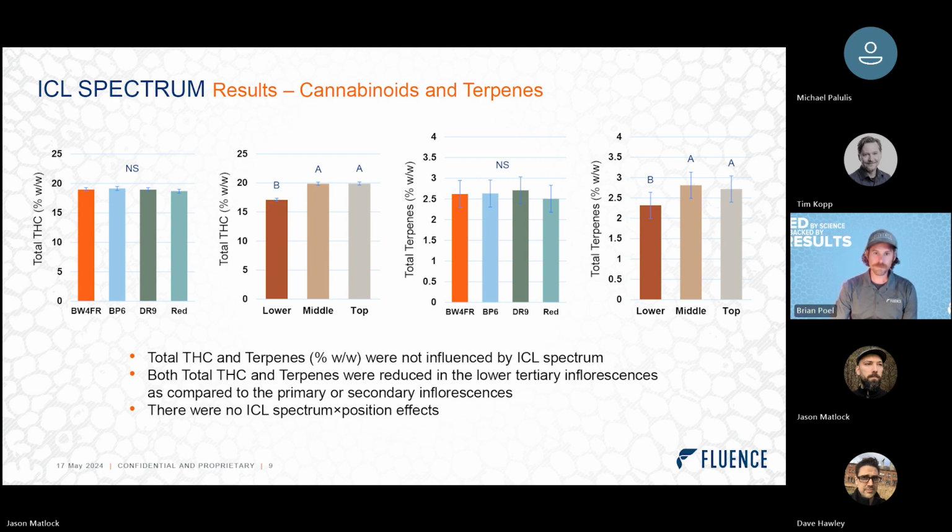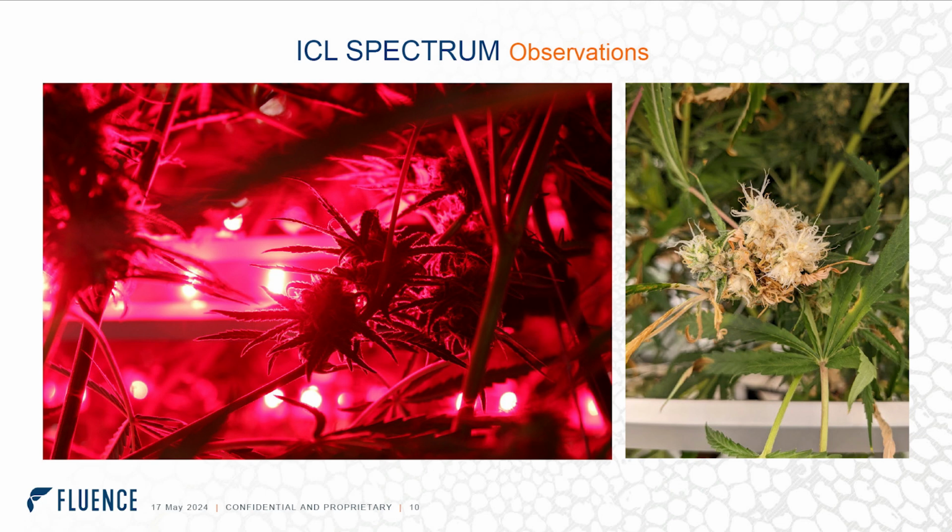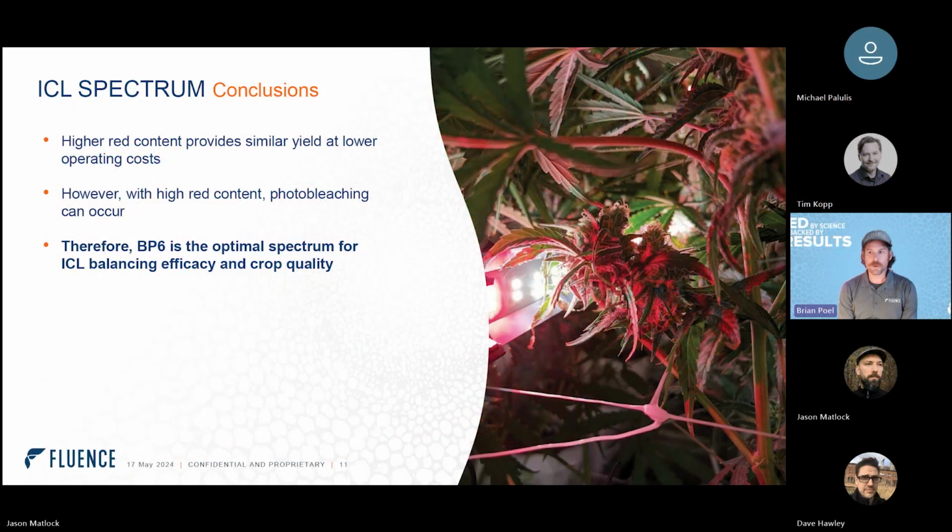The other thing we saw is that when we got in those really high red treatments, the 90 and 100% red, we saw photo bleaching. Down in the canopy where this light was delivered, we saw bleach bud at the end when we went to harvest. So putting all those things together, it's nice to have high red because of the efficacy. Therefore, you have a lower energy input and lower cost of running those fixtures. But with the photo bleaching, what we determined was that the broad spectrum, the BP6, the more pink light with about 60% red, was the optimal spectrum, balancing efficacy and the lack of photo bleaching and maintaining yield. So that would be the optimal spectrum to move forward with for intracanopy lighting.